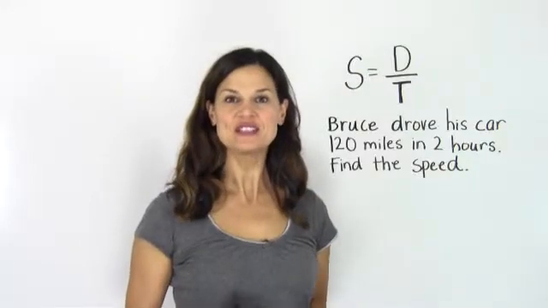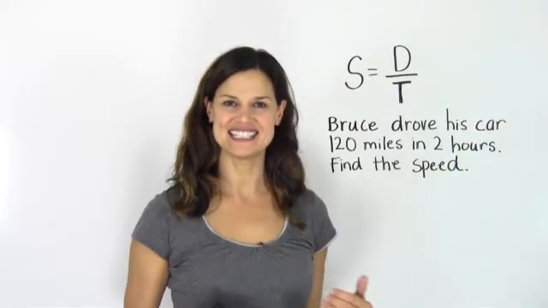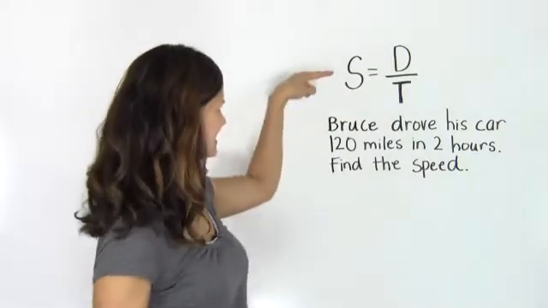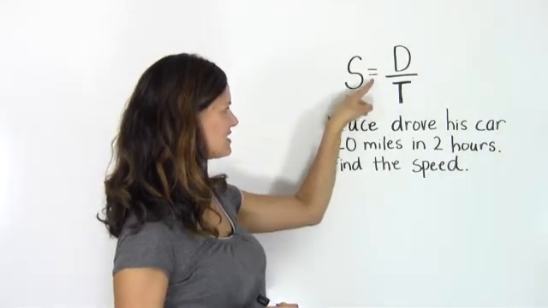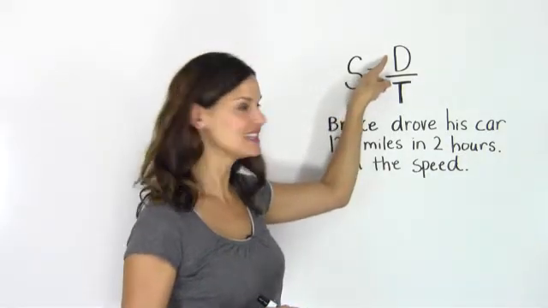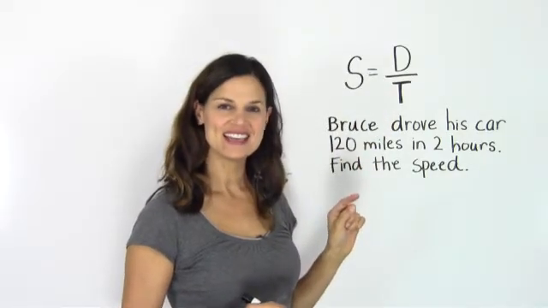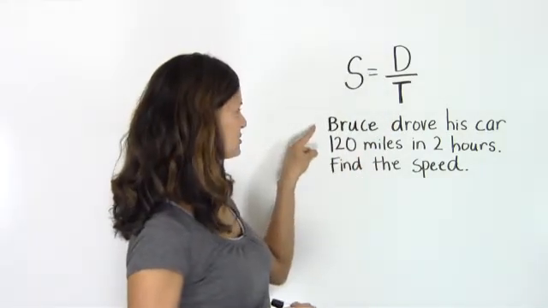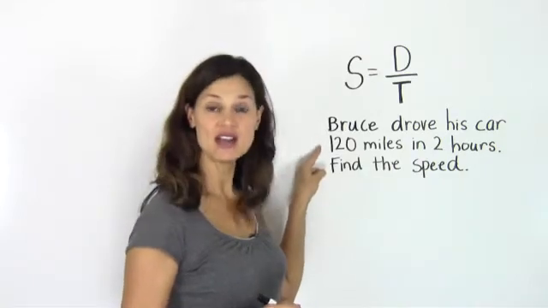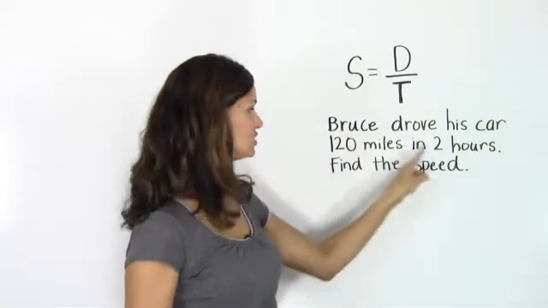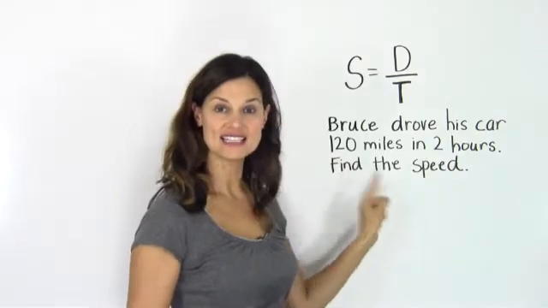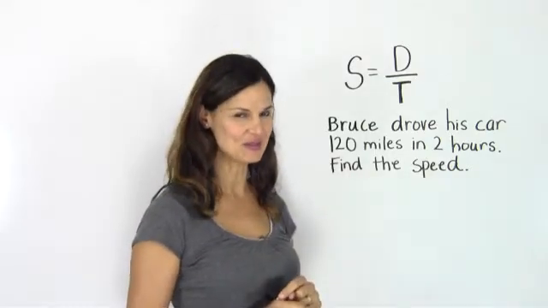The formula for speed as it relates to distance and time looks like this. Speed equals d for distance divided by t for time. So let's look at an example. Bruce drove his car 120 miles in 2 hours. Find the speed that Bruce drove.